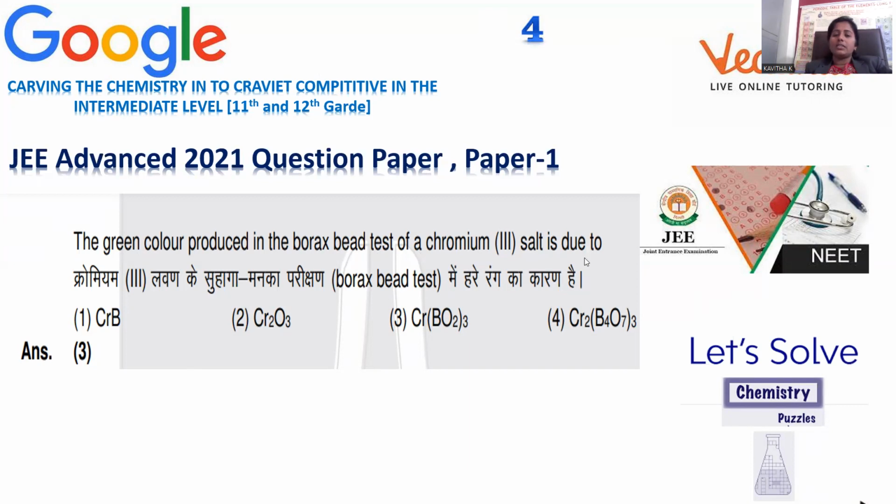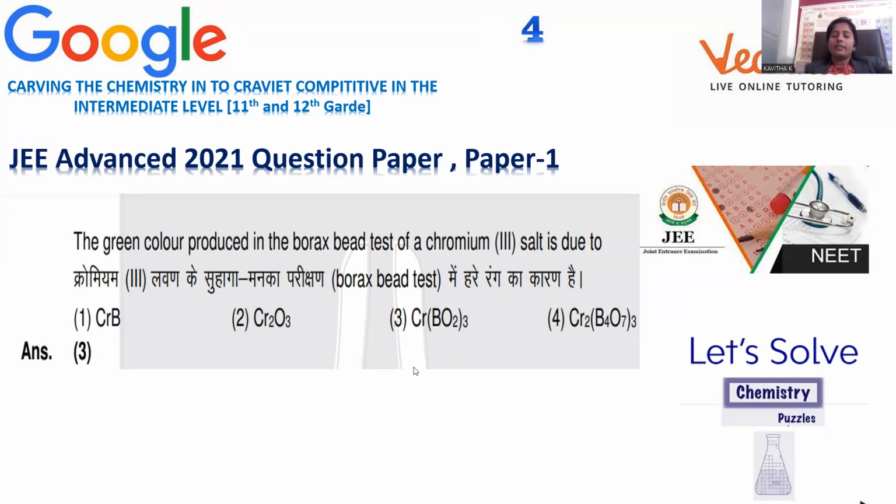Whenever the borax bead test is performed on the chromium 3 salt, what kind of compound can you obtain? That is the question. So the correct answer will be 3. In 3, you can find chromium complexed with BO2 taken thrice. Being in the tripositive oxidation state, around the central chromium we write BO2 taken thrice, because each BO2 carries a -1 charge, so we have to go for 3 moles, so Cr(BO2)3 can be mentioned.